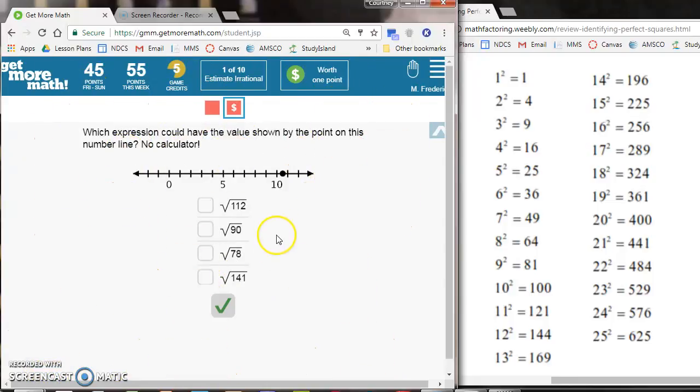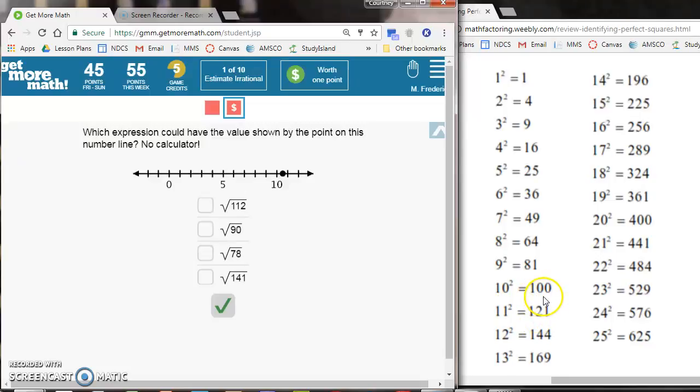Which expression could have the value shown by this point on the number line? No calculator. Let's look here. So notice that we are between 10 and 11. So because we're between 10 and 11, we will go to 10 and 11 on our chart. And notice that 10 squared is 100, 11 squared is 121.